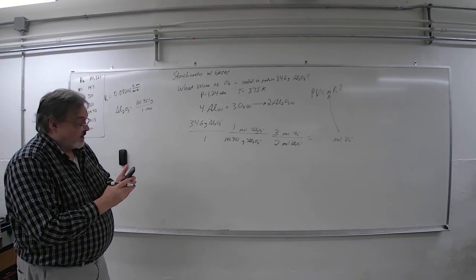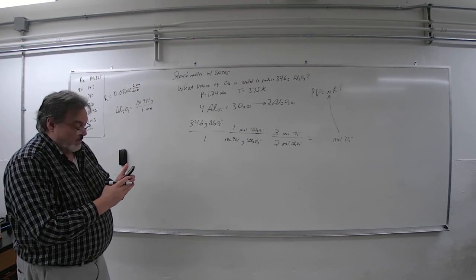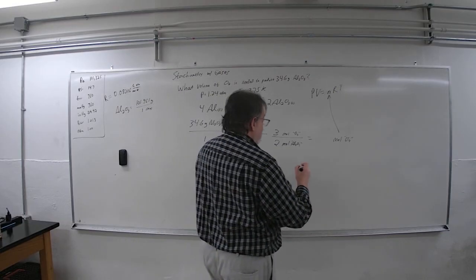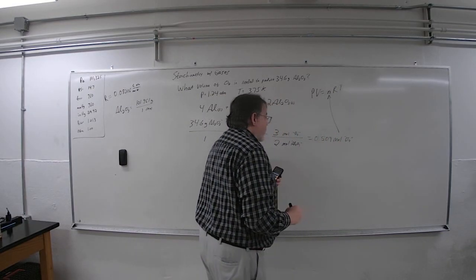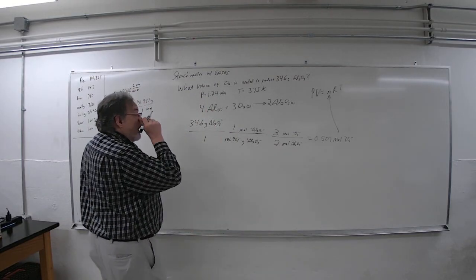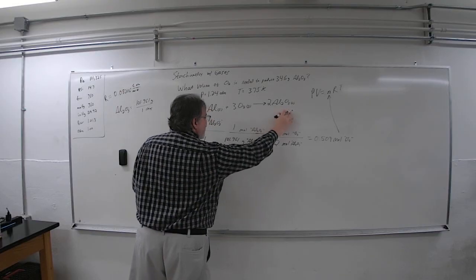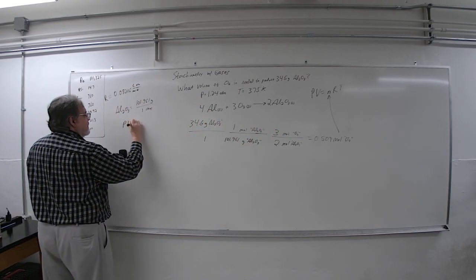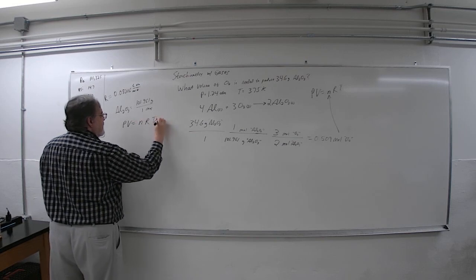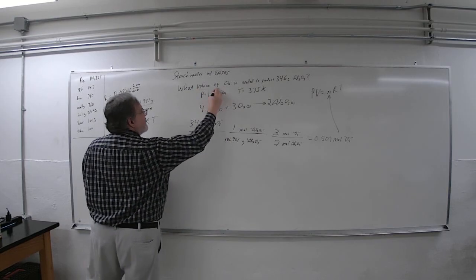34.6 times 3 divided by 101.961 divided by 2. 0.509 moles of O2 are what we need to get 34.6 grams of Al2O3. And now we're solving for volume. What volume of O2?